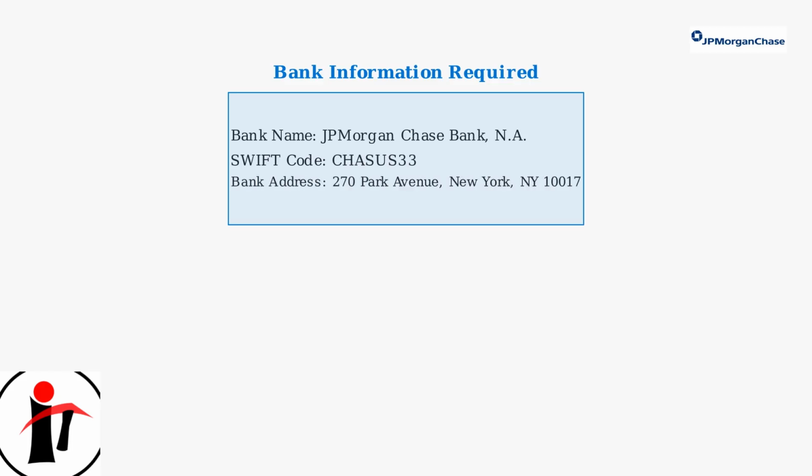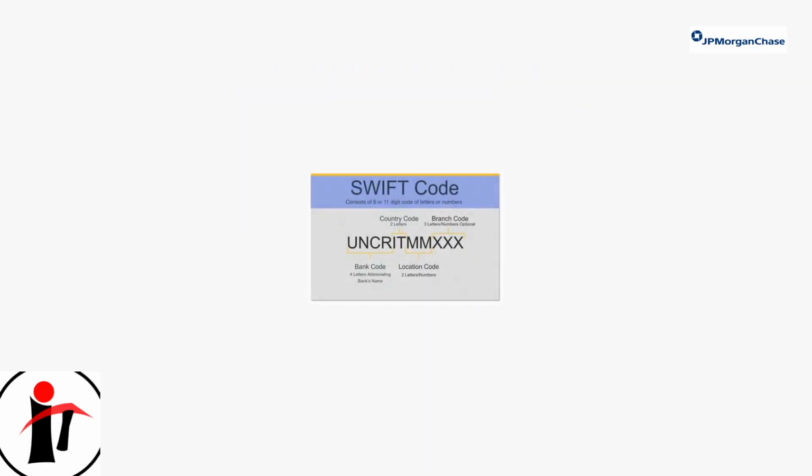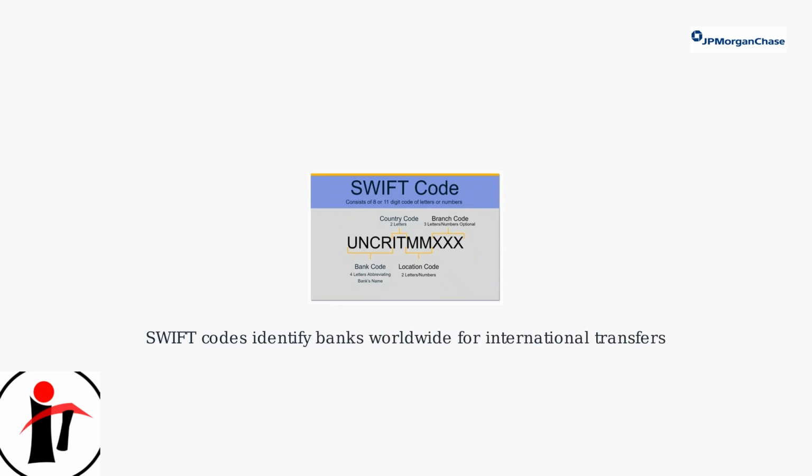The SWIFT code is CHASUS33, which applies to all Chase branches nationwide. The bank address is 270 Park Avenue, New York, NY 10017. The SWIFT code is crucial for international wire transfers. SWIFT codes are standardized bank identifiers used worldwide. Chase's SWIFT code, CHASUS33, breaks down into specific components that identify the bank, country, and location.